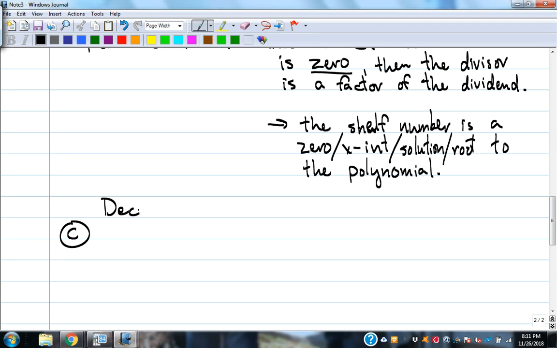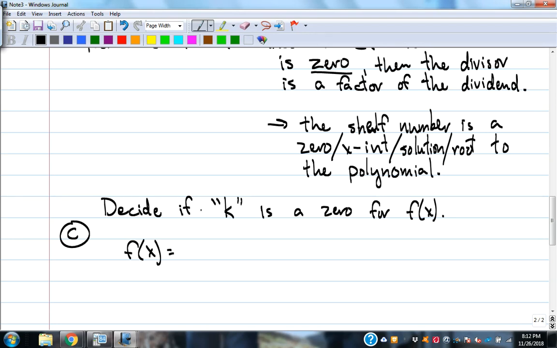We want to decide if k is a 0 for f of x. All right. Here's our function. It's a polynomial, just like we were getting with the quadratics. They gave us this polynomial, and our polynomial for this one is x cubed minus 4x squared plus 9x minus 6. And then they say k is equal to 1. Okay.